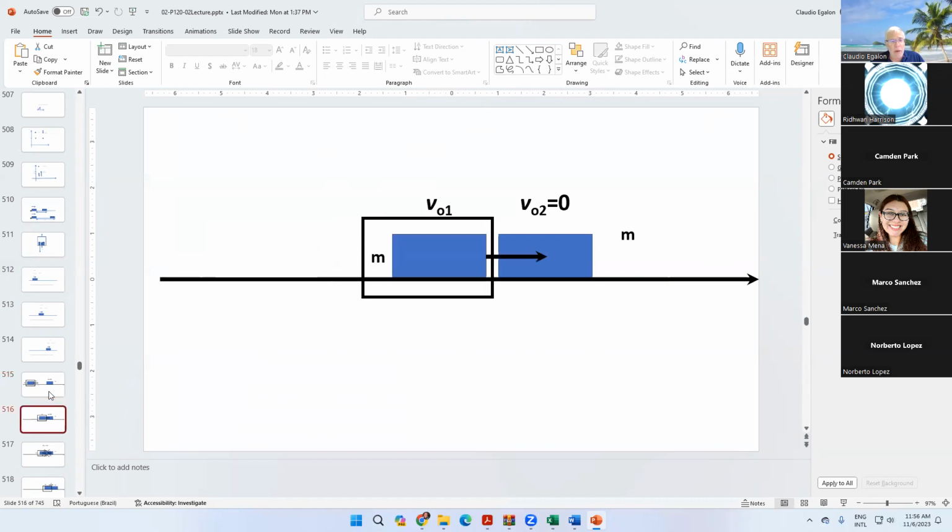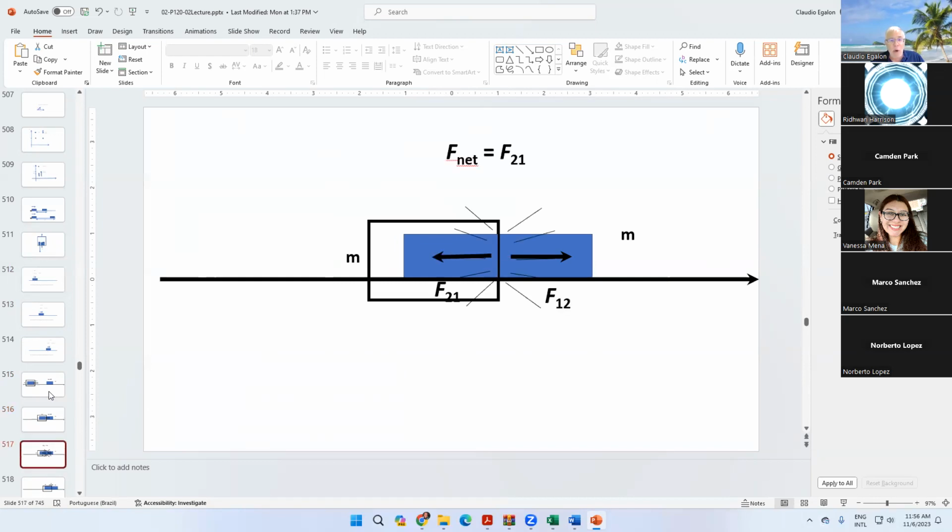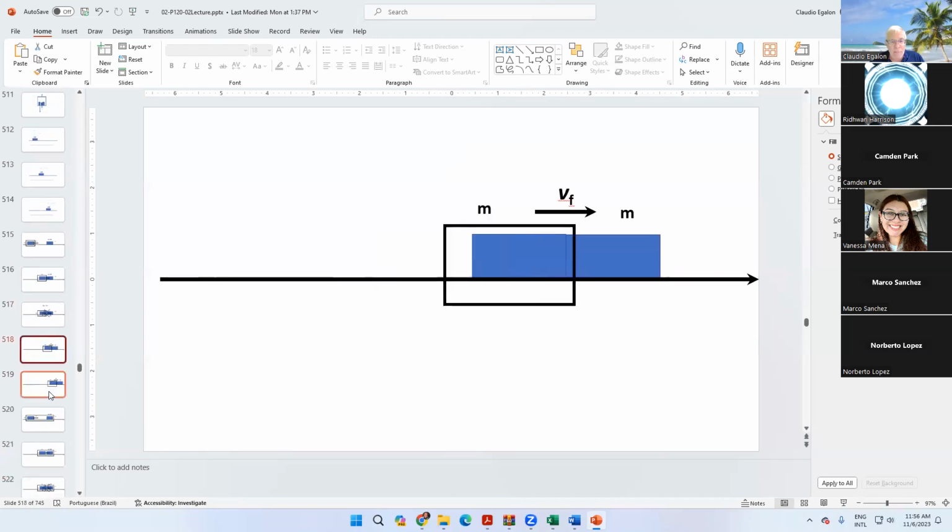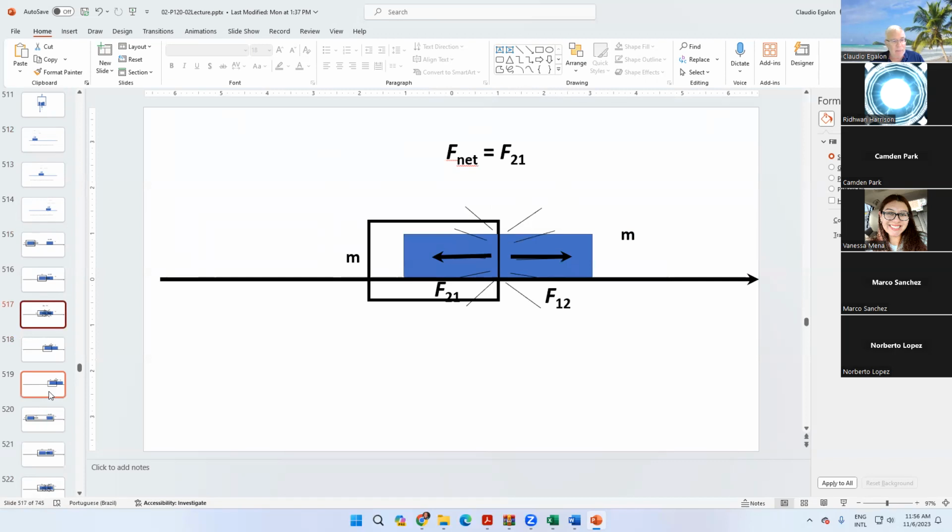From here to here, the momentum of the first mass was conserved. But then something happens. The first mass comes in contact with the second mass. The net force on the first mass is no longer 0, and then something is going to change. What's going to change is the momentum of the object.